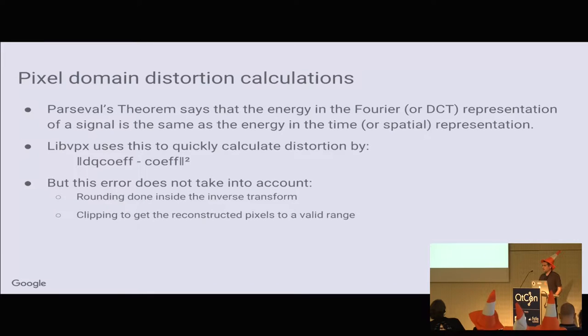So we're doing distortion in the pixel domain now in a number of circumstances. Parseval's theorem says that you should be able to have the same energy in the transform domain and the pixel domain. But that doesn't account for any of the rounding done inside of our transforms or any of the clipping to get back in a valid pixel range. So doing this allows the encoder to do a better job of figuring out the best way to encode a given block.